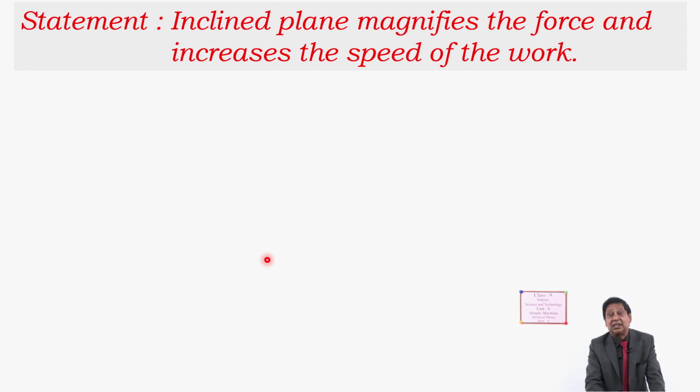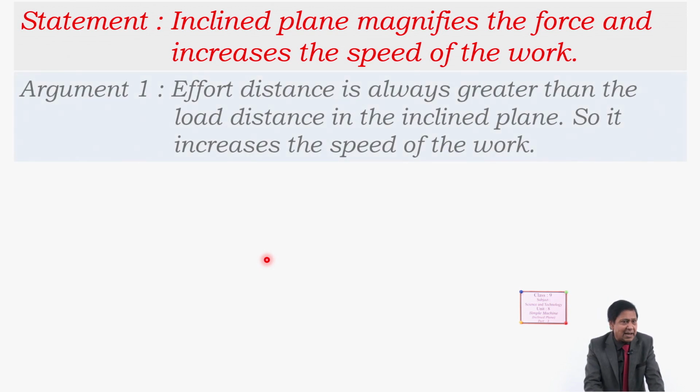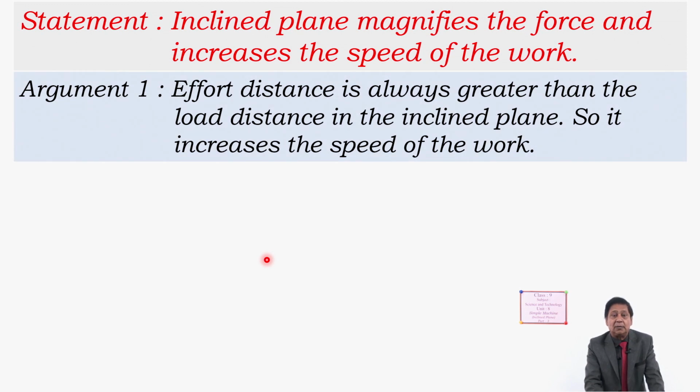This is the statement. Now one argument is added on it. What is it? Effort distance is always greater than the load distance in the inclined plane, so it increases the speed of the work. Is this correct? Now just think about this. I am giving you time to think about this.